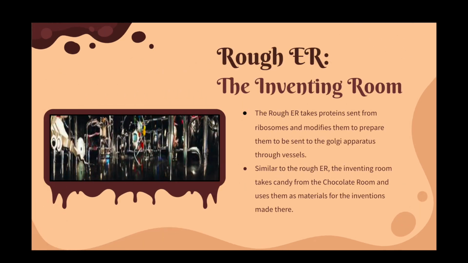Our final organelle is the rough ER, and we compared this to the inventing room. The rough ER takes the proteins made and sent from the ribosomes and modifies them, transporting them to the Golgi apparatus. Just like the rough ER, the inventing room takes candy from the chocolate room and uses them as materials for the inventions made in there. Then the Oompa Loompas working in the inventing room transport these inventions to the testing room to test the inventions.